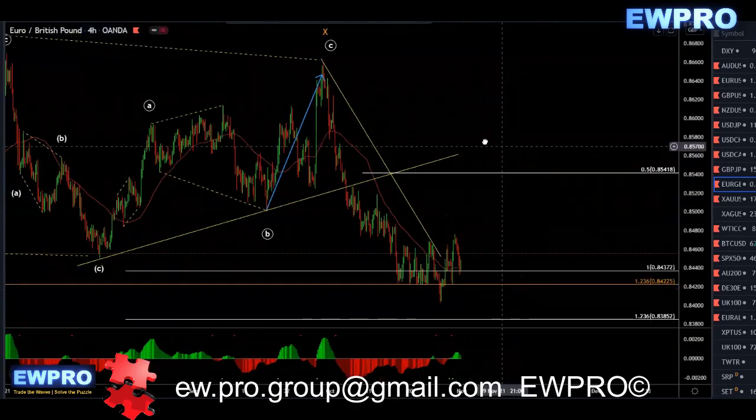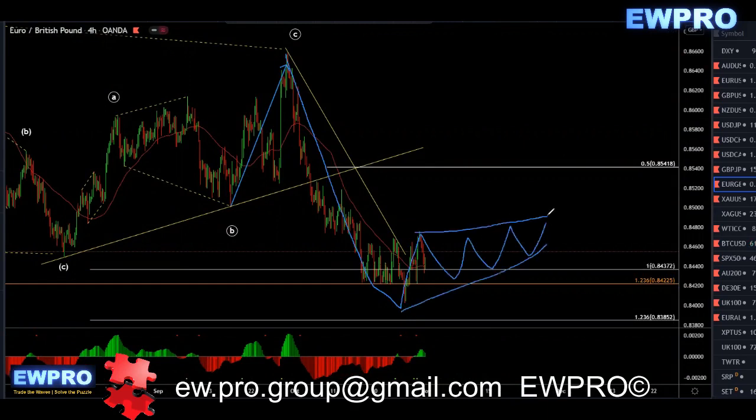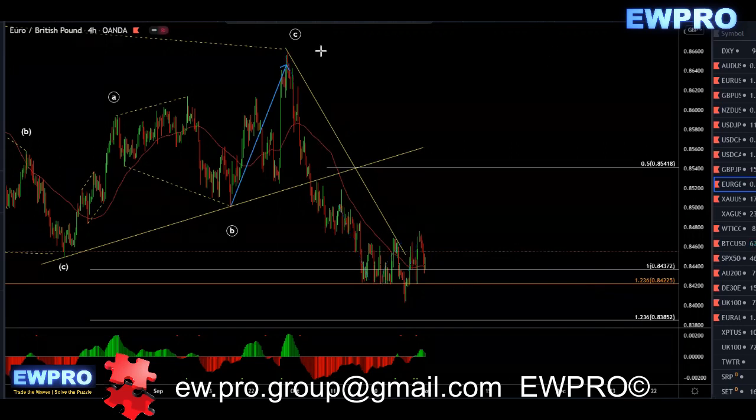On the H4, we're starting to get the correction. So we got an A. We should get a B wave in here, then a C down, possibly down to that daily 161.8. I dare say we're just going to get a correction in here. It's not giving any signs of a reversal, you know.